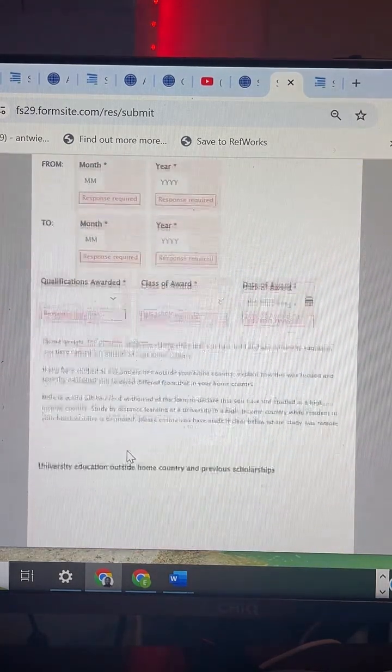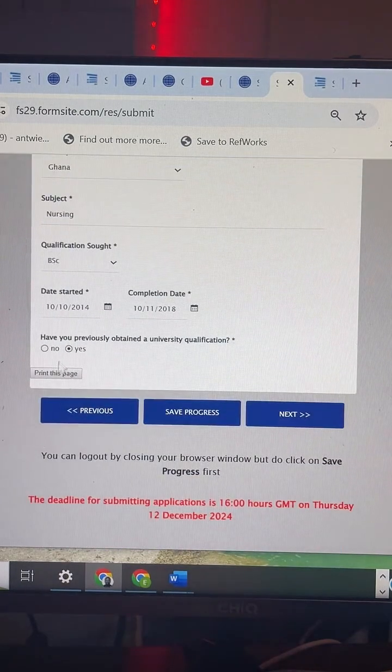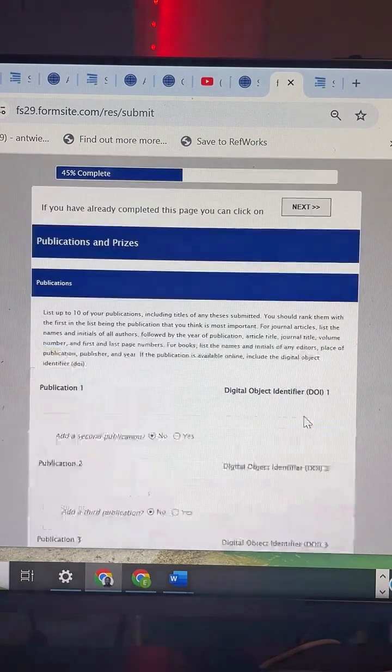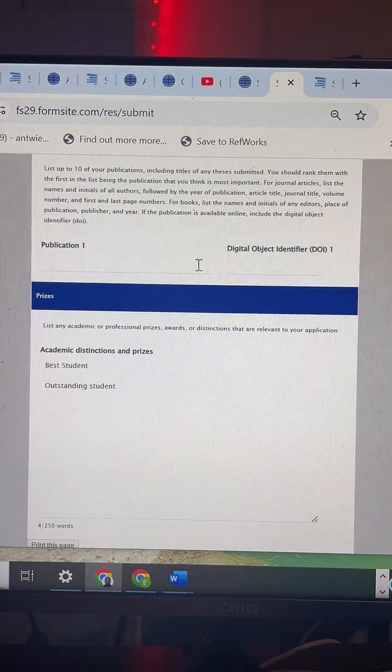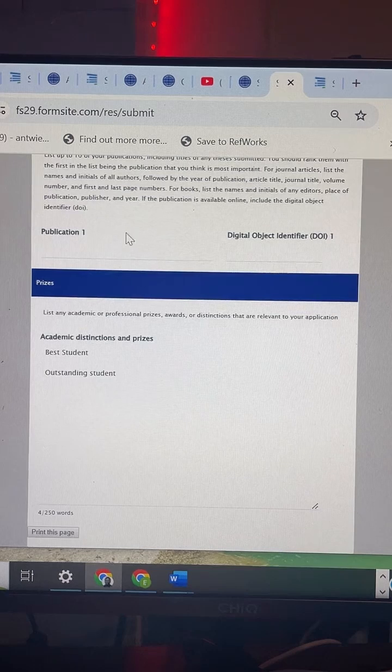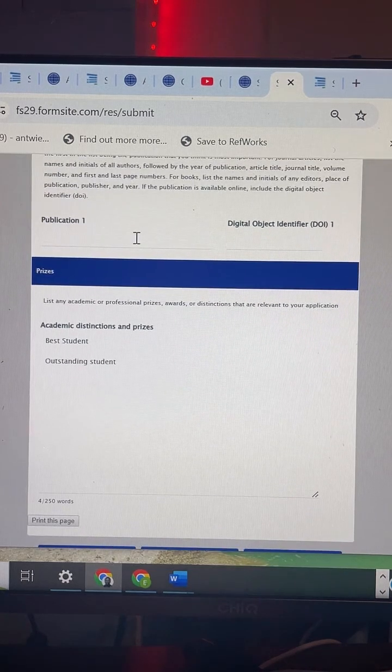And so we are asked to fill out all of this. I'm not sure I'm ready to fill out everything there. So let me go back. So have you previously obtained any? No. And then I'll move on. And so these are the publications that they're asking for you to type in there if you've got any qualification.